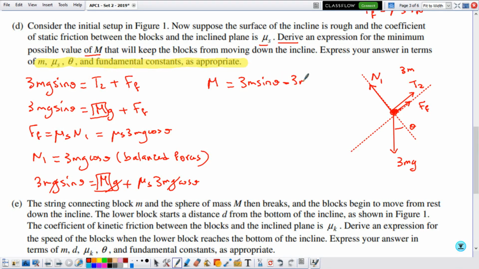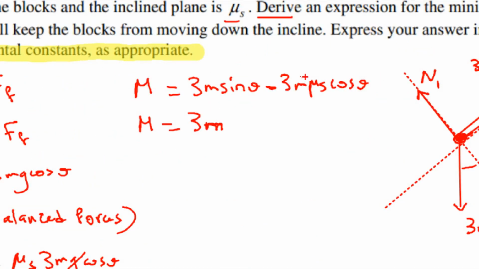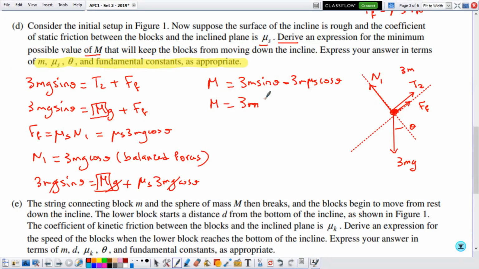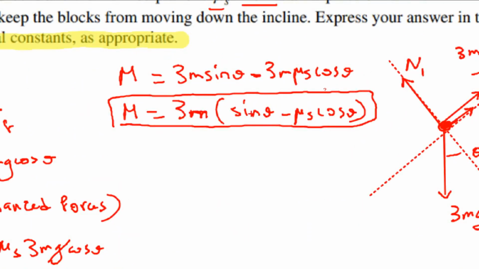minus 3m mu s cosine theta. In order to make our expression look more perfect, we can factor out 3m, but remember that this is not a mandatory step. Once you reach this expression, that would be fine. M equals 3m times sine theta minus mu s multiplied by cosine theta. So indeed our expression has been expressed in terms of m, theta, mu s, and as usual don't expect that they will talk about sine or cosine.